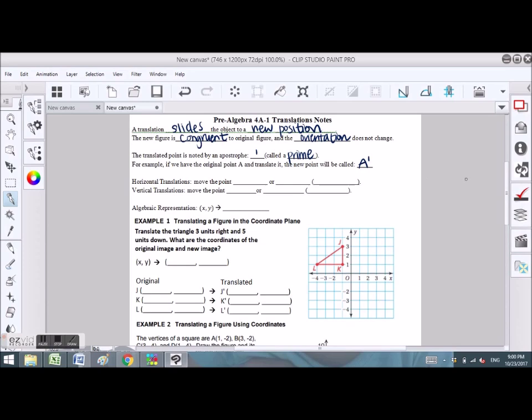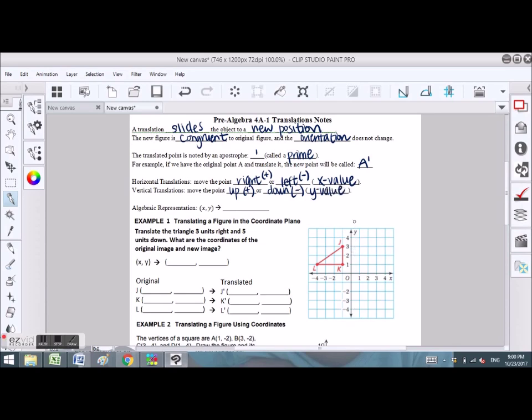There are two types of translations we'll be doing. One is a horizontal translation, where you move the point right, which means it's positive, or left, which means it's negative. And this affects the x value. Because remember, the x-axis is the horizontal axis. Then we also have vertical translations, where you move the point up, which again is positive, or down, which is negative. And that is the y value, because remember, the y-axis goes up and down.